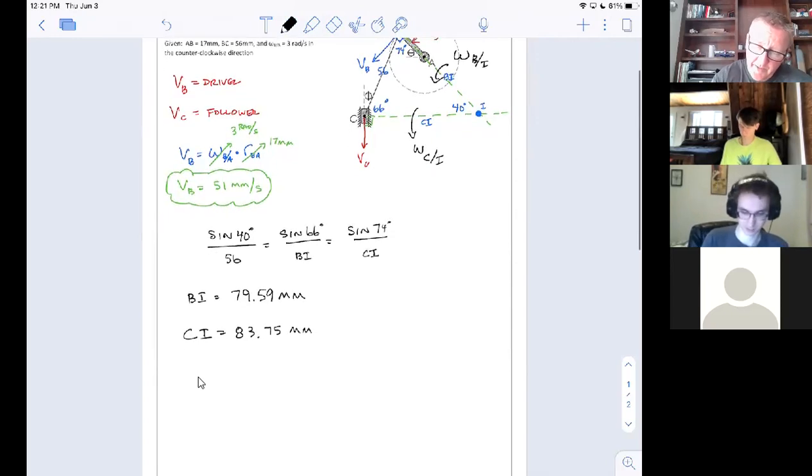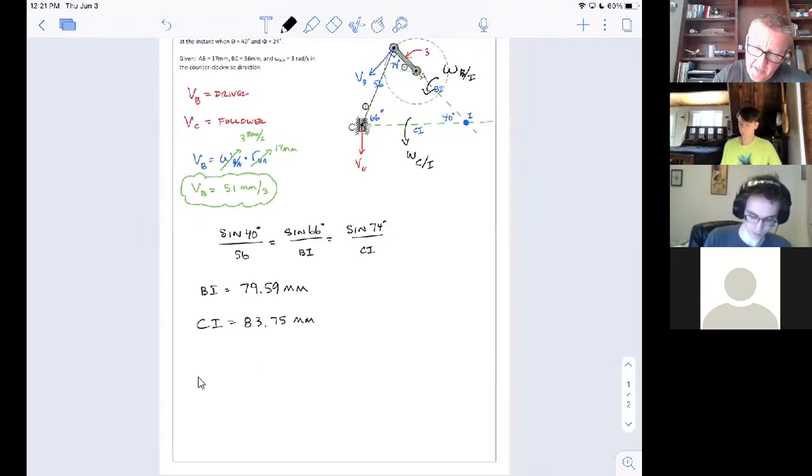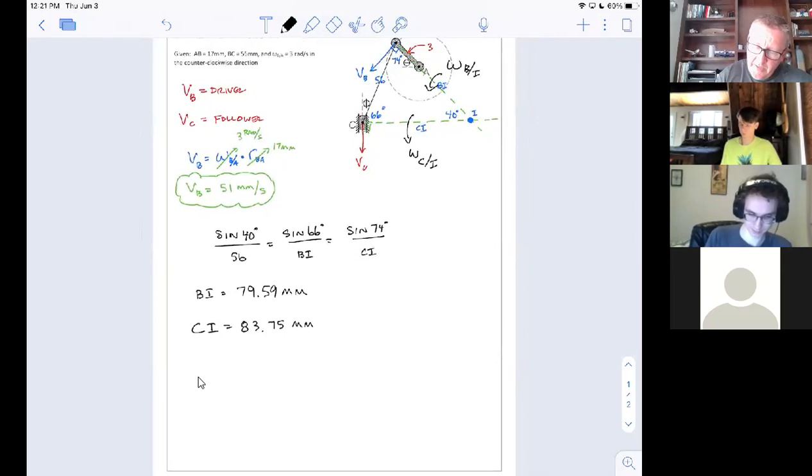Since I converted and found the velocity of B, remember since those are equal, then I can really say that the velocity of B divided by the radius, since that's what omega is, velocity divided by radius.